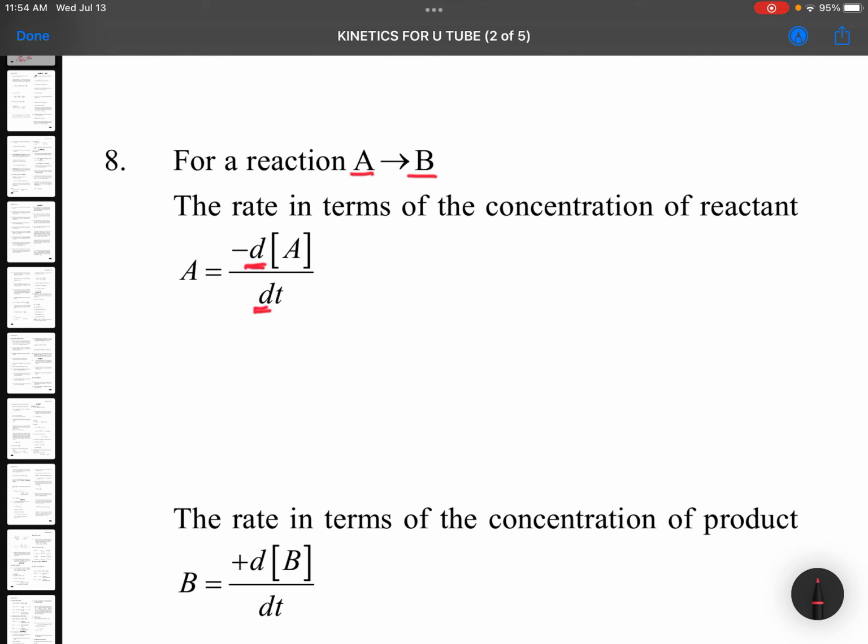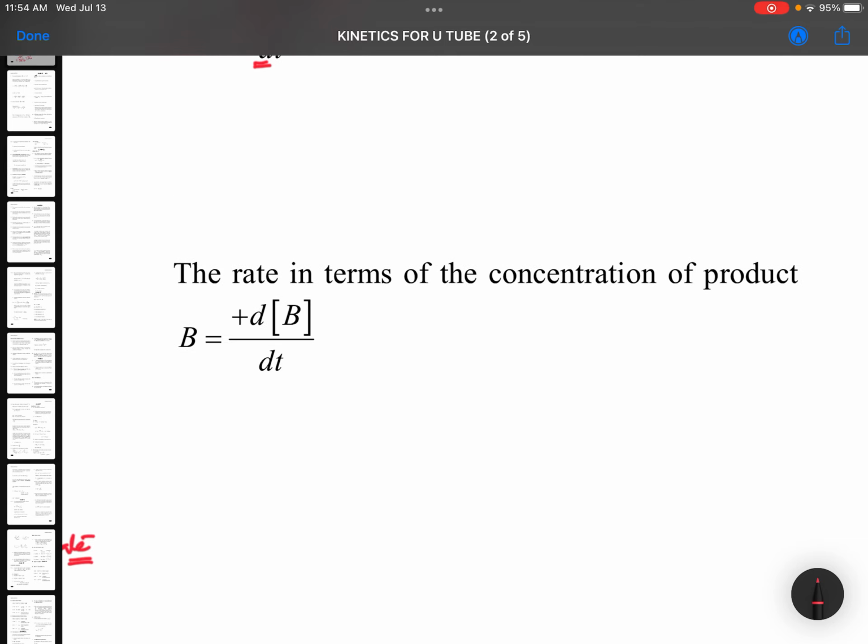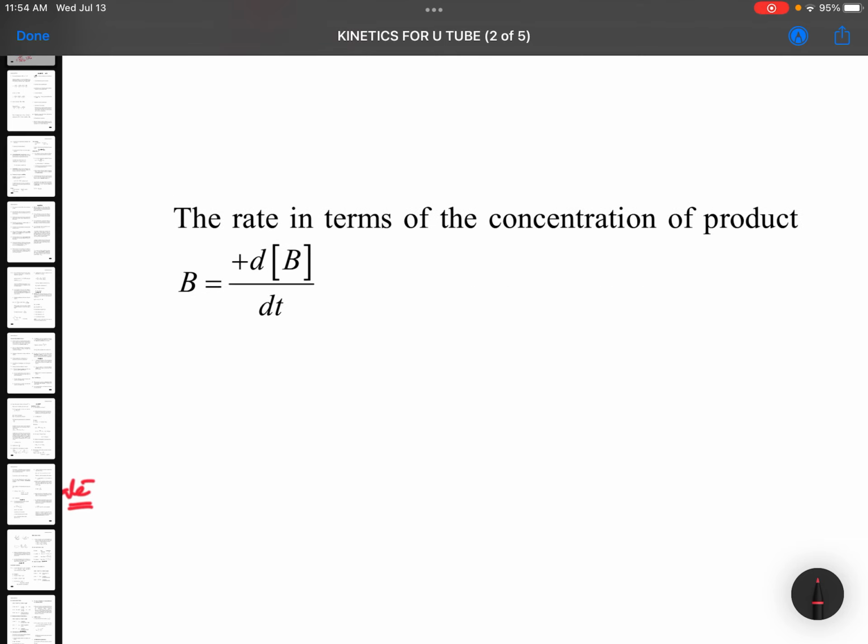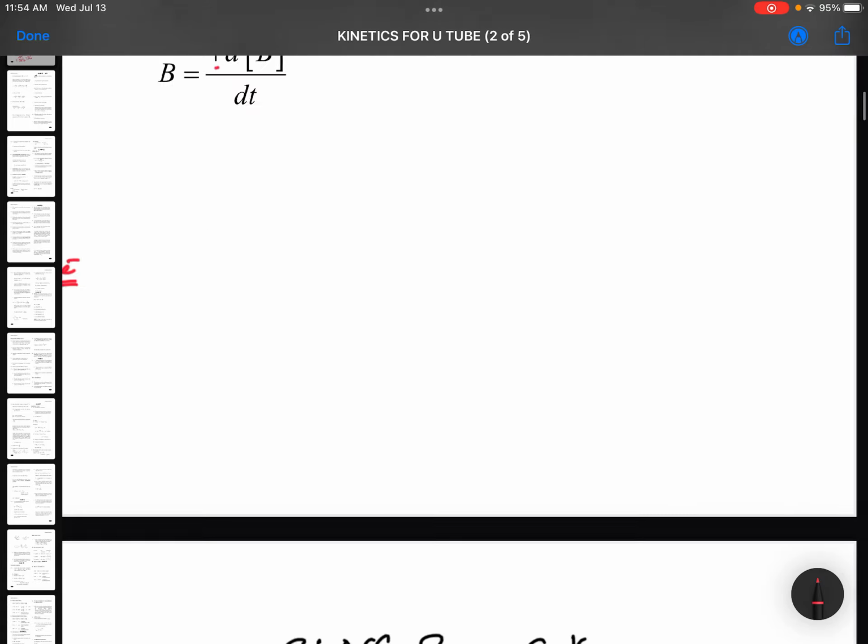Now the rate in terms of A is equal to minus dA by dt, the change in concentration. That is a decrease in concentration, so you show it with a minus sign. For the rate in terms of the concentration of the product B, the concentration will be increasing, so we show a plus sign: plus dB by dt.